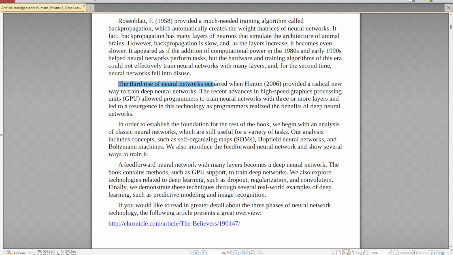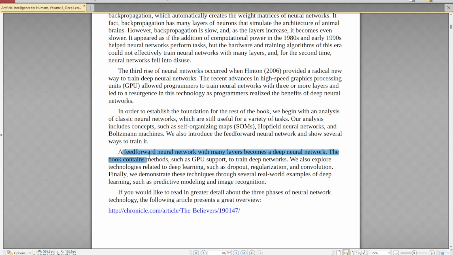The third rise of neural networks occurred when Hinton in 2006 provided a radical new way to train deep learning networks. Recent advances in high-speed graphics processing units (GPUs) allowed for immense neural networks with many layers, which led to deep learning technology. In other structures, we review the use of self-organization as well as self-organizing maps. Reinforcement can also be done through feedback. In deep networks, we also explore technology related to deep learning such as dropout regularization and convolutional networks. Finally, we demonstrate the techniques through several real-world examples of deep learning.